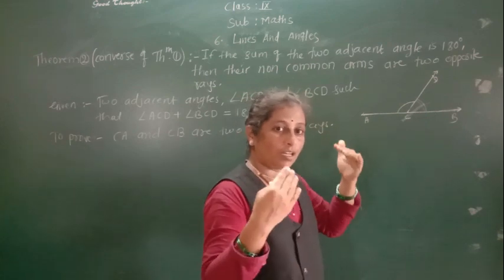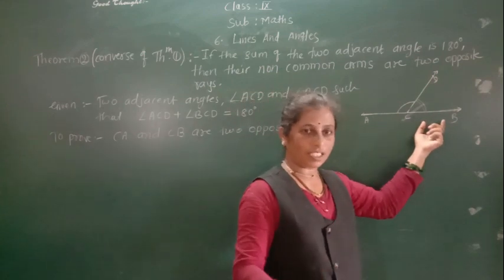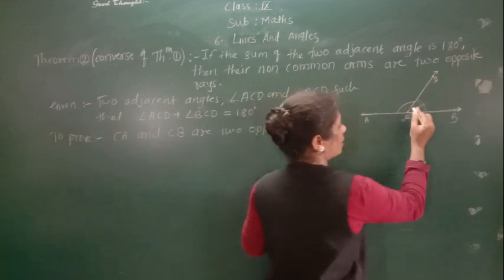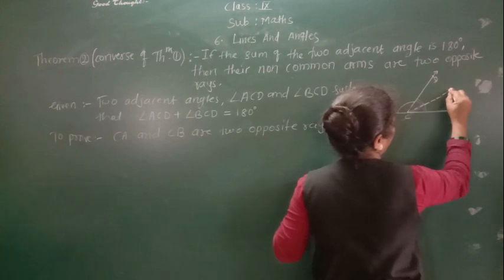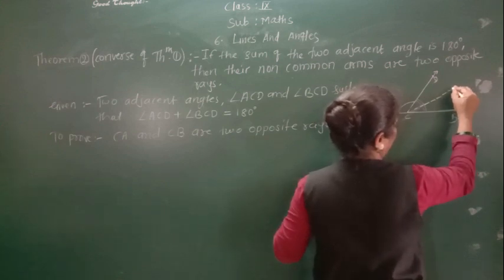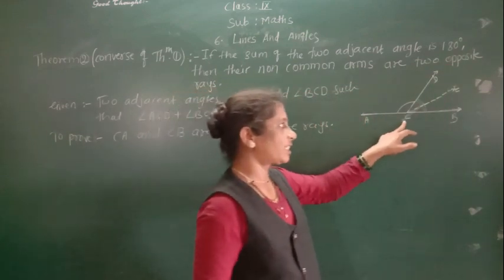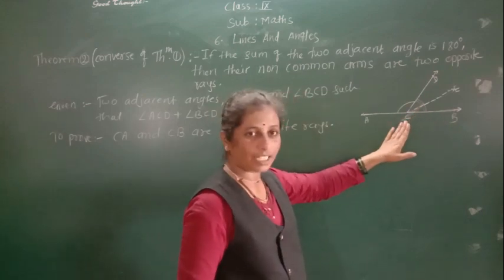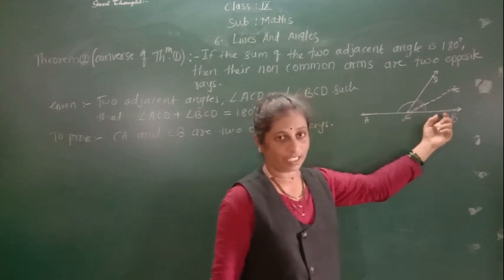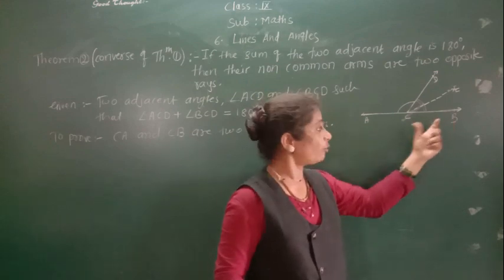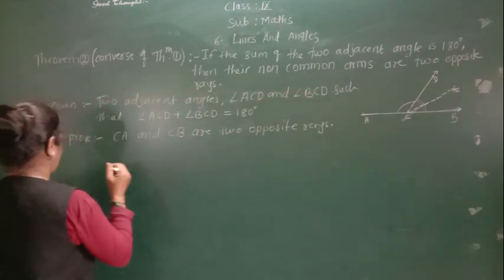Suppose CA and CB are not opposite rays, and for that purpose we have to make the construction. So we take another ray that passes through the point C, that is CE. Okay, so one more ray we will draw from the vertex C. Before that, we are taking, if possible, let CA and CB not be opposite rays, right? Why are we taking this? Because we have to prove that CA and CB are opposite rays. Okay, so here we will do the construction.